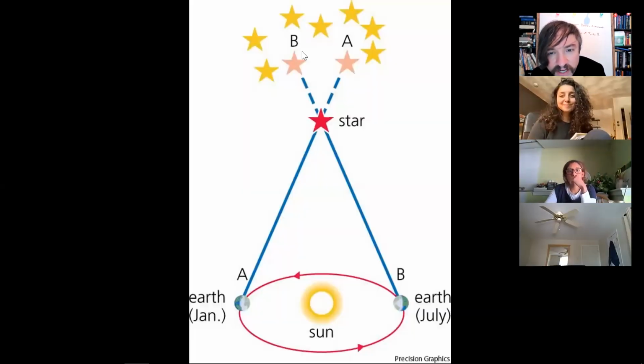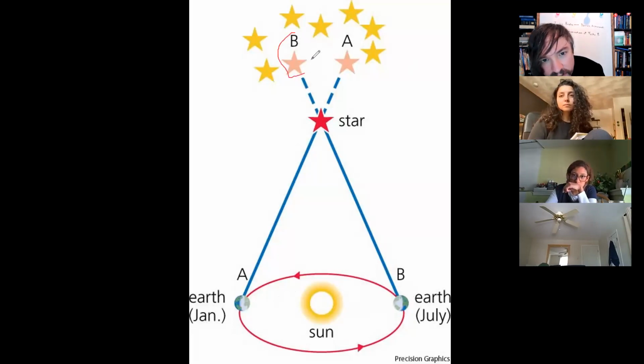In this picture here, Nori, you can see Earth at two different parts of its orbit. There's your two eyeballs. In July, we look at the red star and we see it over here at position B on the sky. But later in January, we're at this point in our orbit. When we look at that same star, we see it shift over to position A. This is the modern version of parallax.